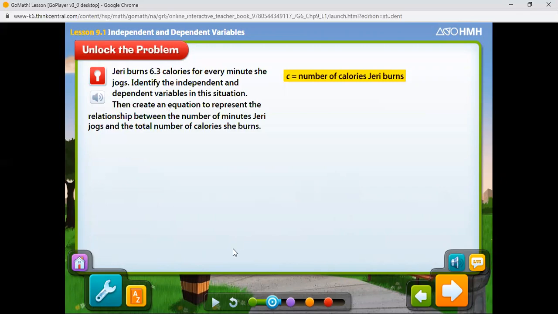burns. Let's start by identifying the independent and dependent variables. Letters are used to represent the variables. The variable C represents the number of calories Jerry burns. The variable M represents the number of minutes she jogs. The value of the independent variable determines the value of the dependent variable. What are the dependent and independent variables?